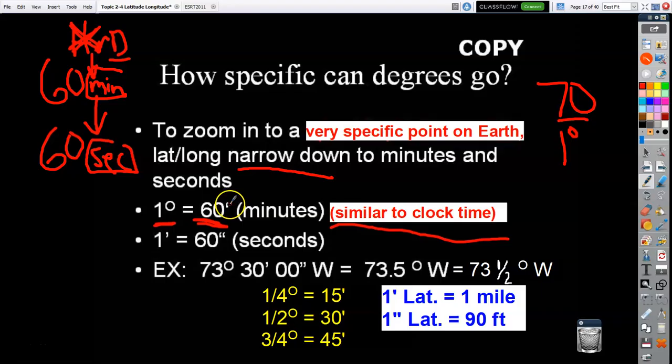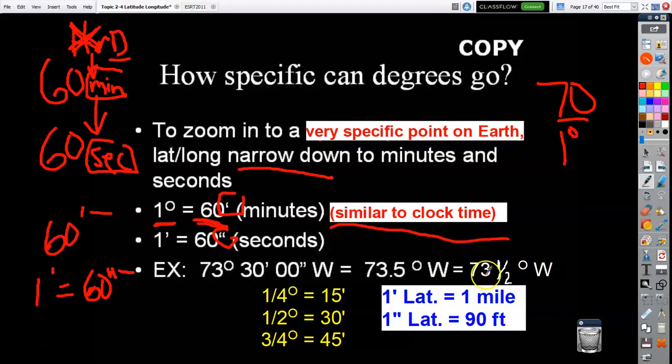To use the symbol for minutes in latitude and longitude, they use one little slash. So if you see 60 with a slash, that means 60 minutes, or one slash means minute. A minute equals 60 seconds, and they use 2 slashes. So 60 seconds, 2 slashes. One slash means minute, 2 slashes mean second. And I gave an example here.